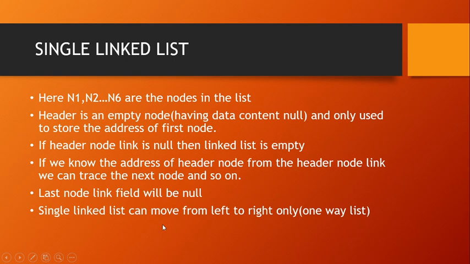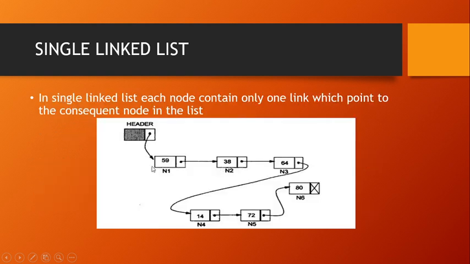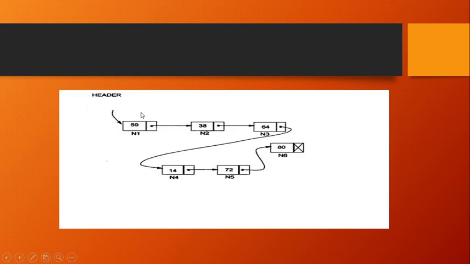A single linked list can move from left to right only. Another important thing: we cannot go back. So the direction is only one way. That's a single linked list. So this is the structure.